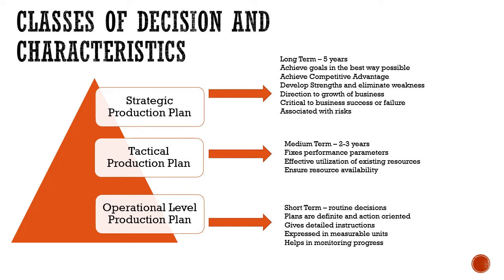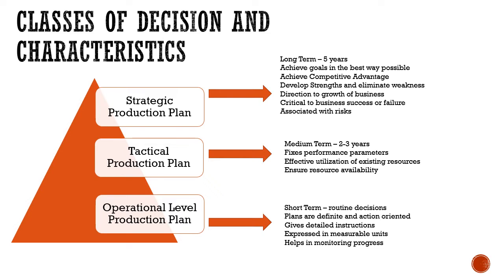Moving on, let's take a look at the classes of decision and the characteristics of each one of them. There are three classes of decision. The first one is the strategic production plan. The second, the tactical production plan. And the third is the operational level production plan.